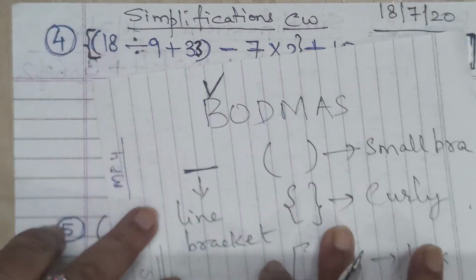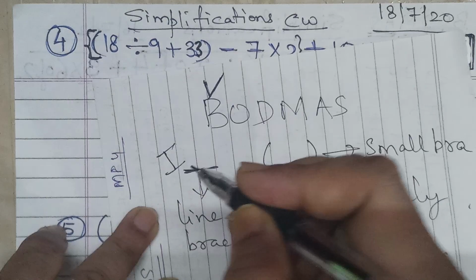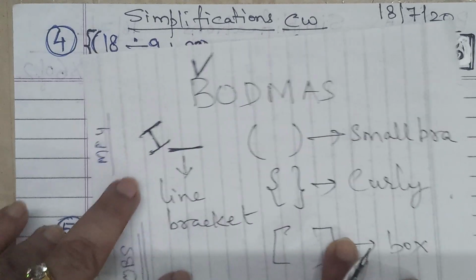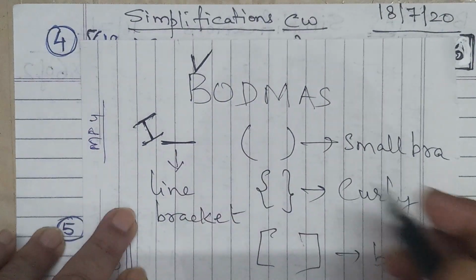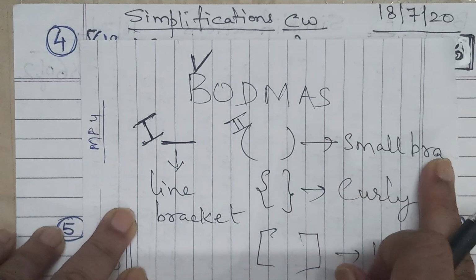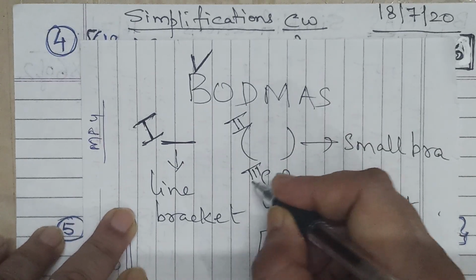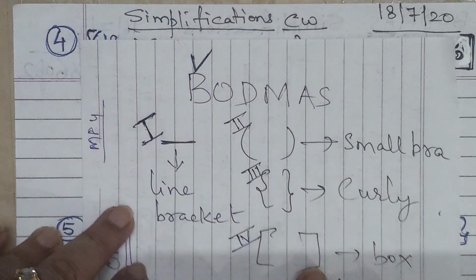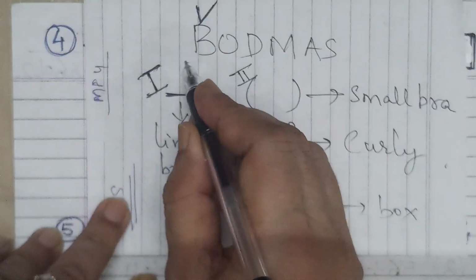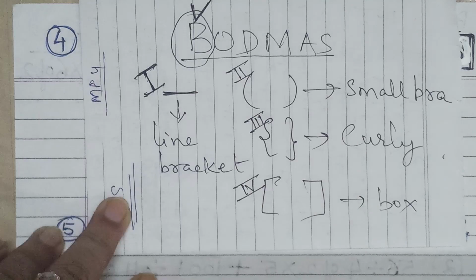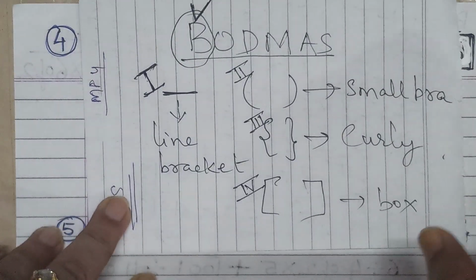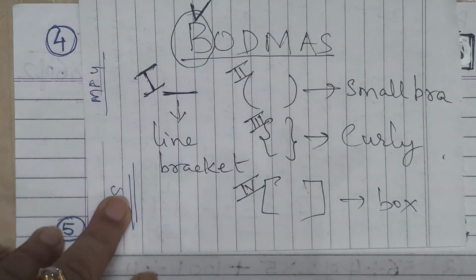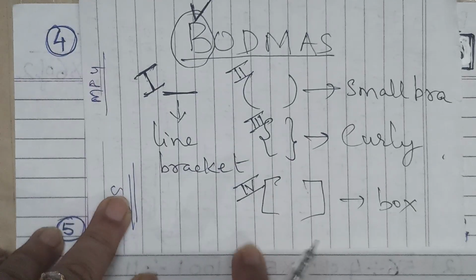Now here we have to understand that if in a question we have many brackets, then we need to solve the line bracket first. Then we have to focus on the second bracket, that is small bracket. Then the third bracket, that is curly bracket, and the last in sequence is the box bracket. So in the BODMAS rule, if we have brackets, this is how we have to solve them. It has been told that in a sequence we have to solve those brackets.